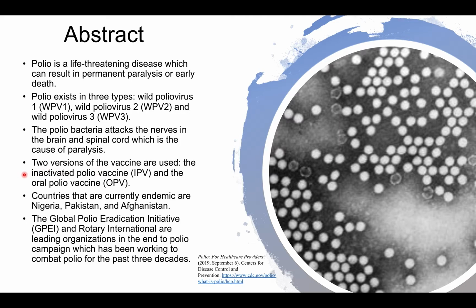Two versions of the vaccine are used, the inactivated polio vaccine and the oral polio vaccine. Countries that are currently endemic are Nigeria, Pakistan, and Afghanistan, which are the focus of the Global Polio Eradication Initiative, that's the GPEI, and Rotary International. They are leading organizations in the End Polio campaign, which have been working in the past 3 decades in collaboration with the CDC, World Health Organization, and United Nations Children's Fund.